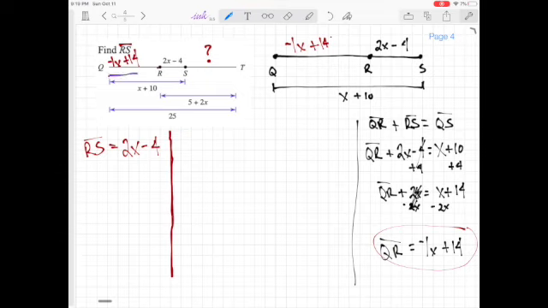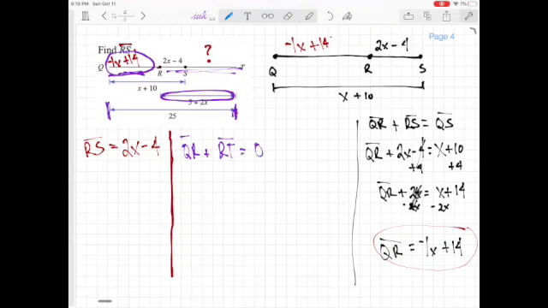So I could say QR plus RT equals the whole thing, Q to T. So now we're going to write that down. We're going to say QR, it's this section here, plus RT, that's this section here, equals the whole thing, QT. So QR we know, we just figured out over here, is going to be negative 1x plus 14. RT we know is 5 plus 2x. And QT we know is 25.